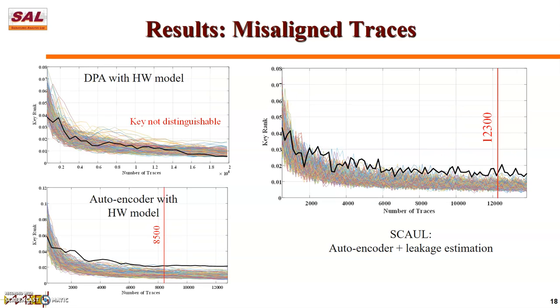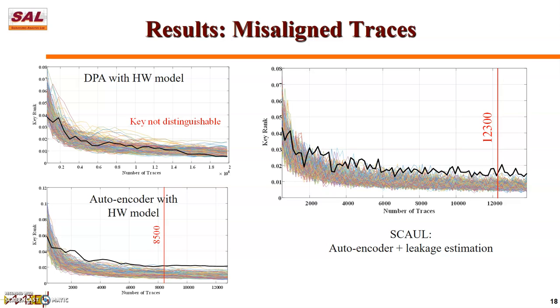The results of a SCAUL attack with misaligned traces are shown here. We add an uncertainty in the timing of power measurements that is equal to 20% of a clock cycle. According to the top left figure, the DPA attack fails to find the correct key with more than 20,000 traces. This is a major limitation of classical power analysis techniques, which require a set of perfectly aligned measurements.